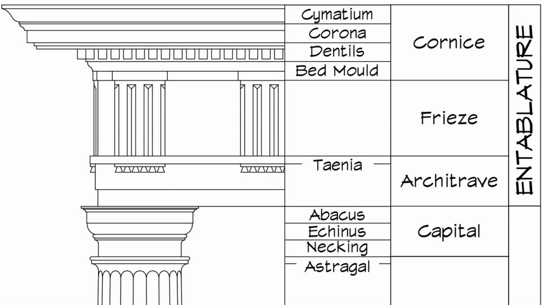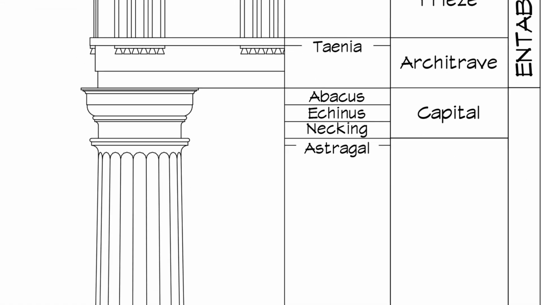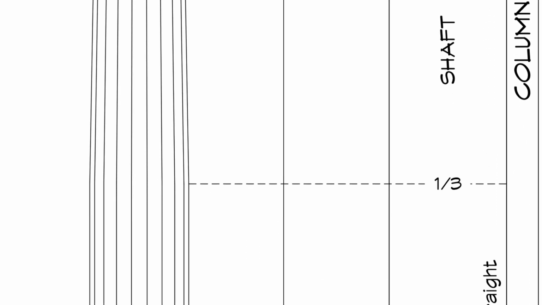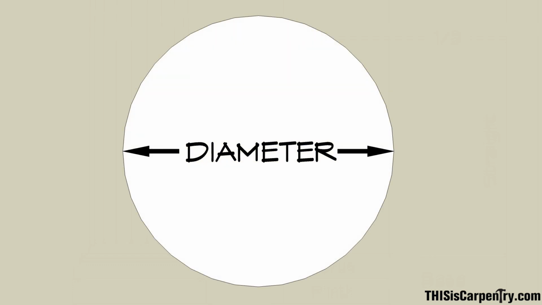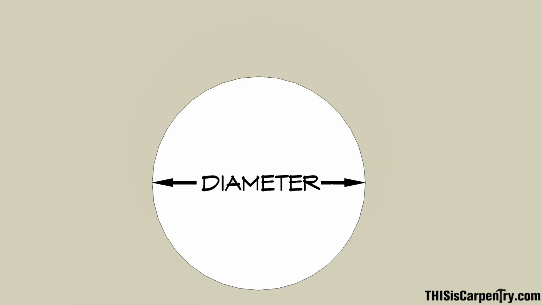When you first start studying the classical orders, you'll quickly find there's a whole vocabulary of new terms to learn. Every element has a specific size and place and a specific name. When it comes to proportioning the orders, the key word you read about most often is diameter. Diameter refers to the width, or as Vitruvius explained it, the thickness of the column at its base. This simple dimension becomes the basic unit of measurement for proportioning the entire order.